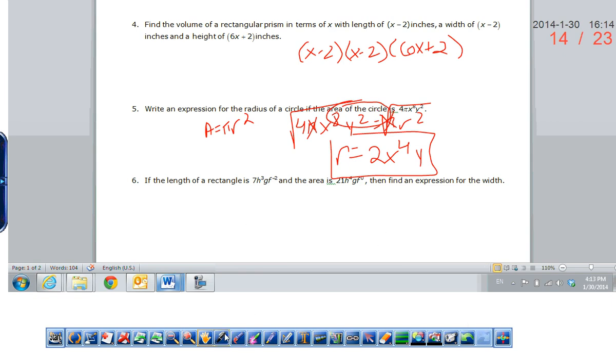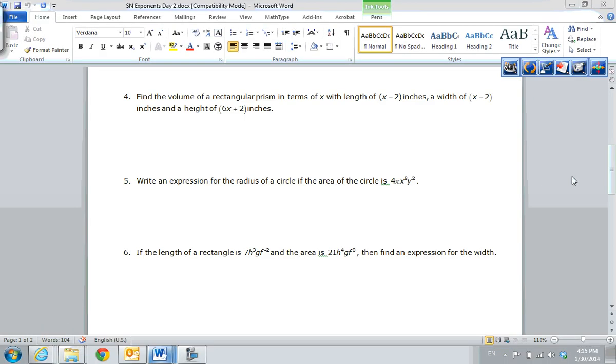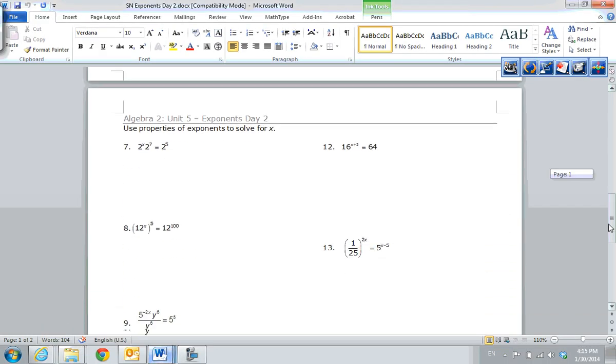Number 6 kind of works the same way, working backwards. They tell us the area is 21 h to the 4th g f to the 0, and I want to figure out what the width is. I can just divide by the length. So divide by 7 h to the 3rd g f to the negative 2nd. 21 over 7 is 3. H to the 4th over h to the 3rd is just h. G's cancel out. Then if I have a negative 2 on bottom, because really this is gone, that moves to the top, so I got f squared. Alright, I think we got one more. No, we're done. Cool. Done with word problems.